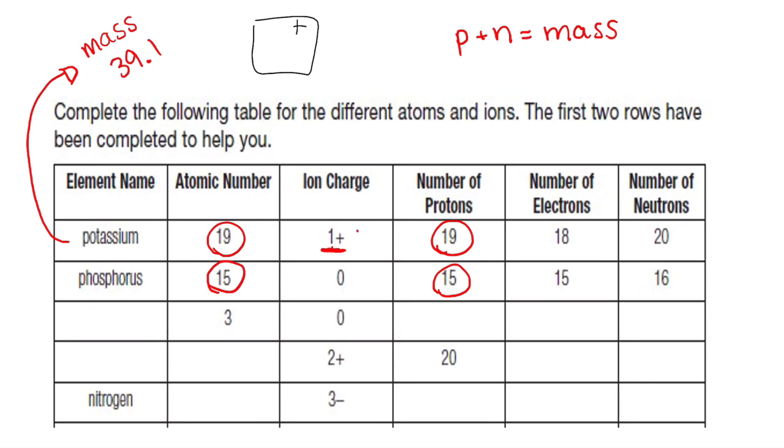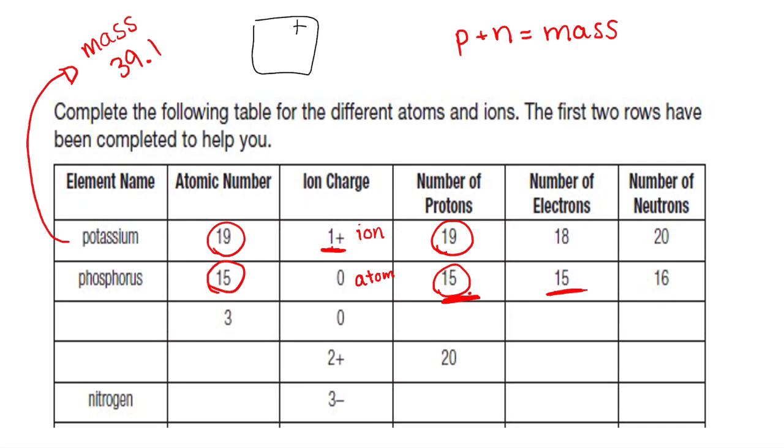This +1 also tells us we have an ion, where for phosphorus, we're dealing with an atom. So if you see a 0 ion charge, you're dealing with an atom. And in this case, we can see that the number of protons is equal to the number of electrons, which is true for an atom, but not an ion. If you have the atomic number, which is the same as the number of protons, you can figure out the element name. If you have the element name, you can figure out the atomic number off of the periodic table, and then figure out the number of protons, and so on.